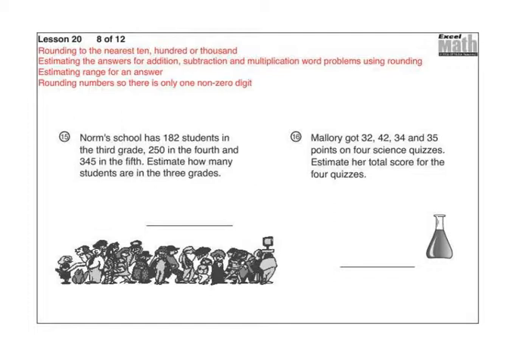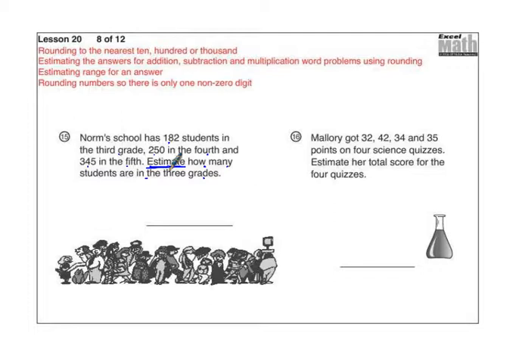All right, here's some word problems having to do with estimation. Let's do this first one together. Norm's school has 182 students in the 3rd grade, 250 in the 4th, and 345 in the 5th. Estimate how many students are in the 3 grades. Notice when it says estimate, you're not going to find the exact answer.